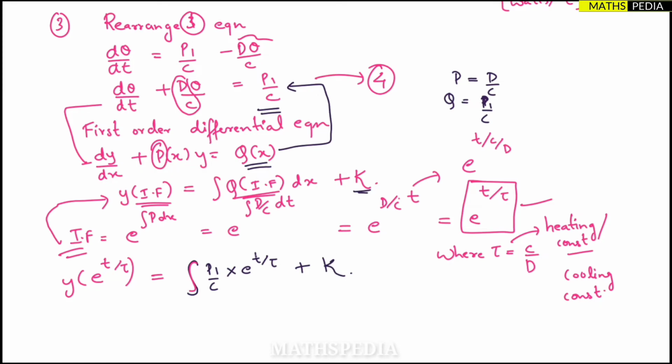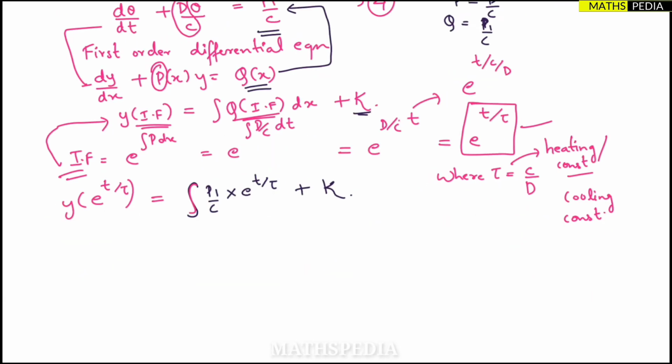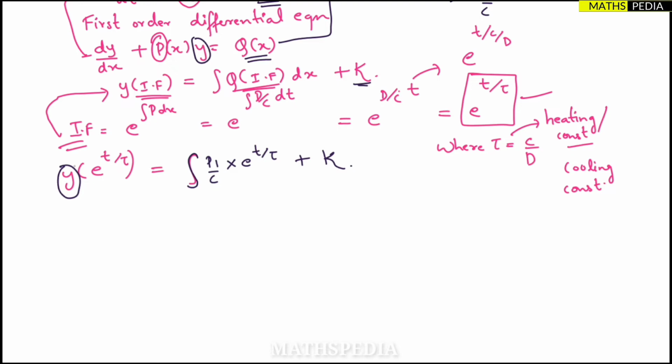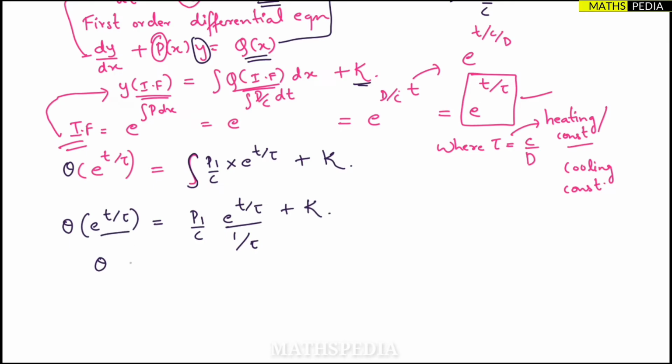Okay, now here one more thing, here instead of y what you have to write? Y is nothing but theta. So instead of y you can just write it as theta. So theta e power t by tau is equal to integral of this thing will be P1 by C e power t by tau by 1 by tau plus k. Okay, now this thing I can write it as theta itself.